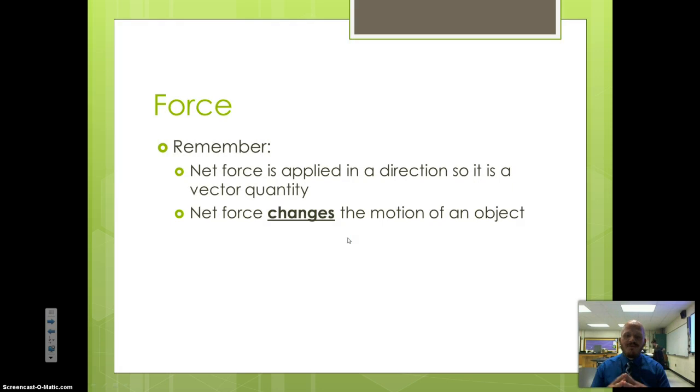So first thing, remember, force. Net force is applied in a direction, so it's a vector quantity. Net force changes the motion of an object. So it's going to change the velocity, or it's going to change the direction. It's going to change something with the motion.